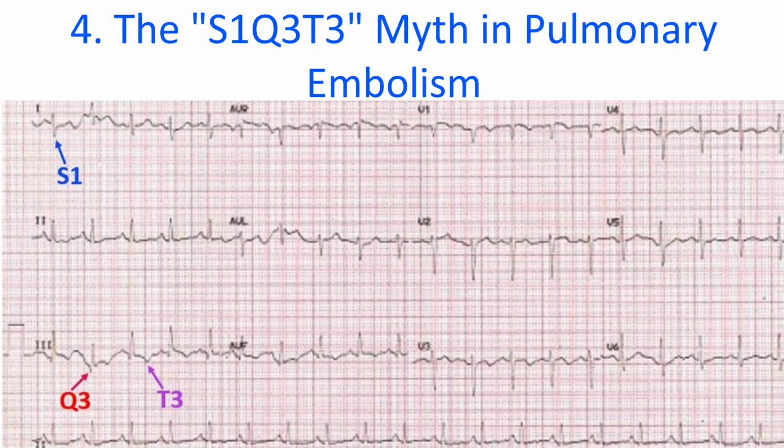Medical school often emphasizes the S1Q3T3 pattern for pulmonary embolism, but in practice, it is neither sensitive nor specific. Relying on the absence of S1Q3T3 to rule out pulmonary embolism is going to be catastrophic. Do not miss a pulmonary embolism because the ECG looks normal or only shows sinus tachycardia, which is actually the most common finding in pulmonary embolism. Look for signs of right ventricular strain such as T-wave inversions in the right precordial leads V1 to V4 and lead 3, which are far more indicative of a significant pulmonary embolism than the classic S1Q3T3.